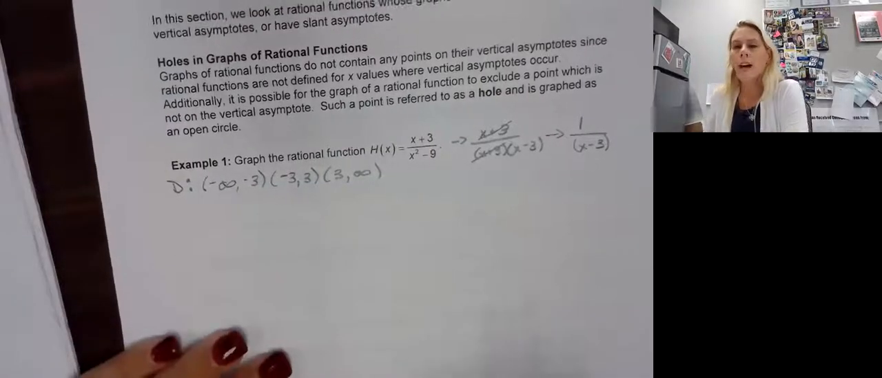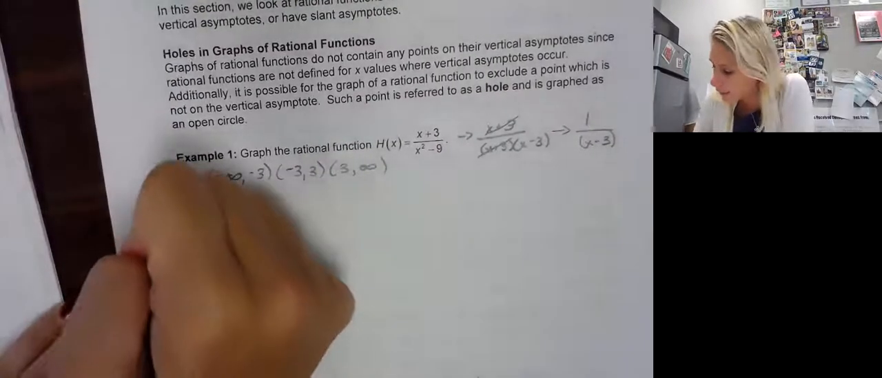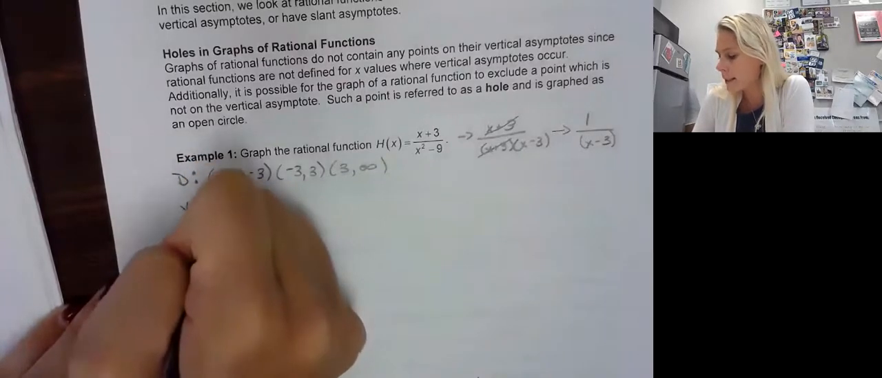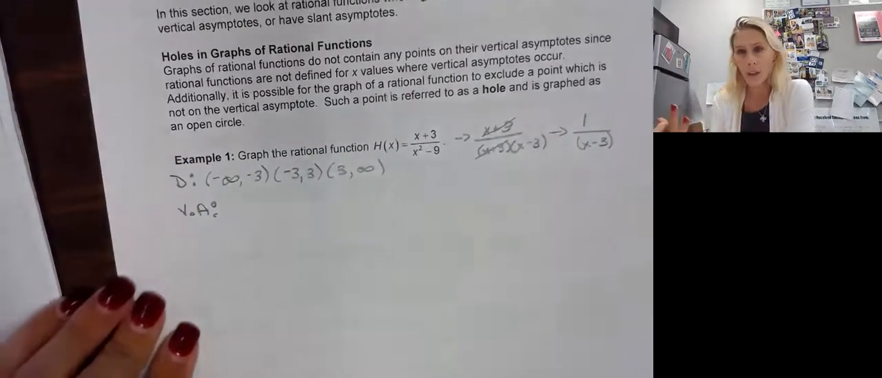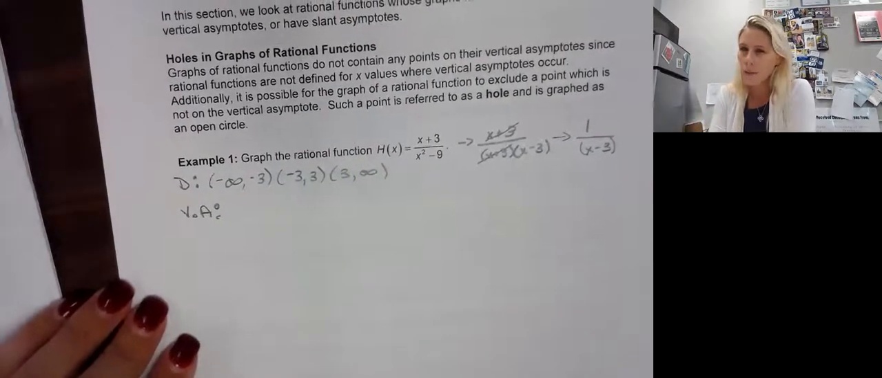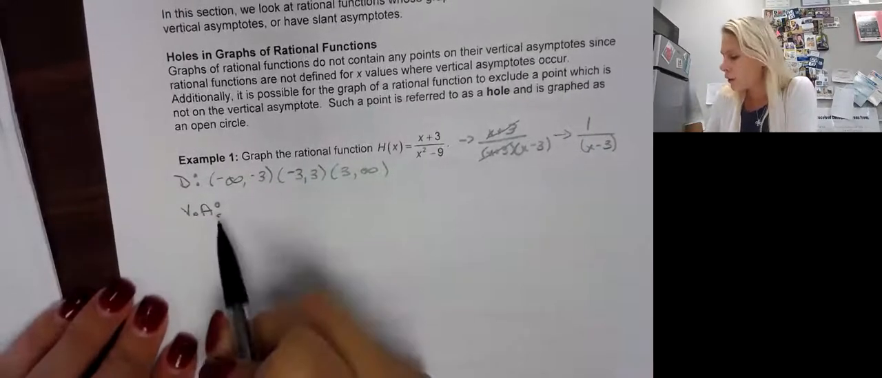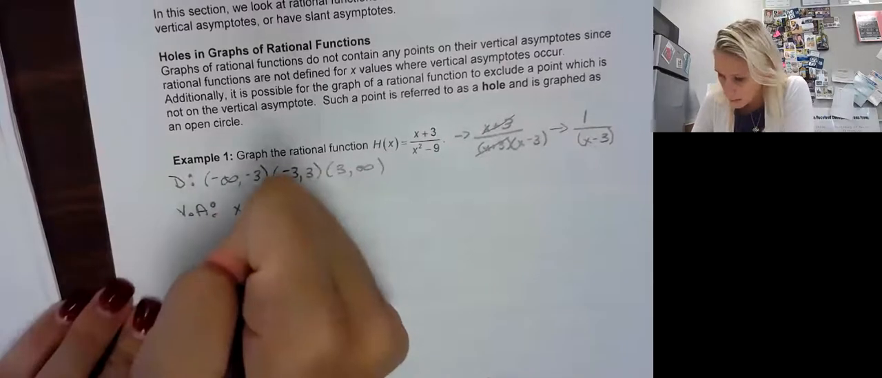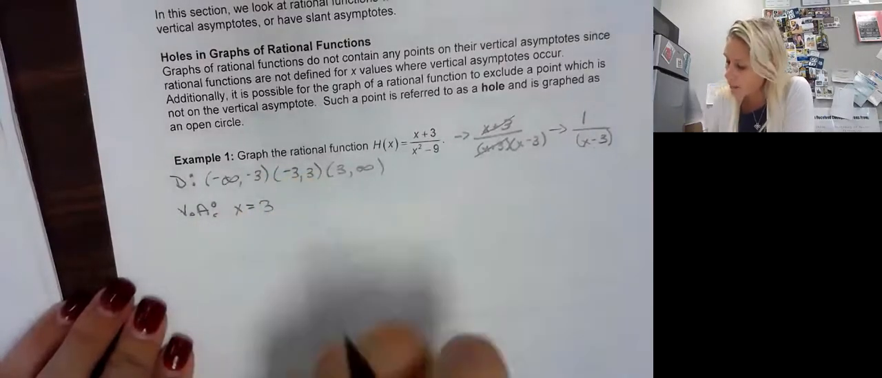Now, what you want to define before the hole is the vertical asymptote. The reason why you want to do this is because the vertical asymptote comes first. If your hole were supposed to be on that vertical asymptote, then you don't have to worry about the hole. So the vertical asymptote is x equals 3. And now we can do our hole.